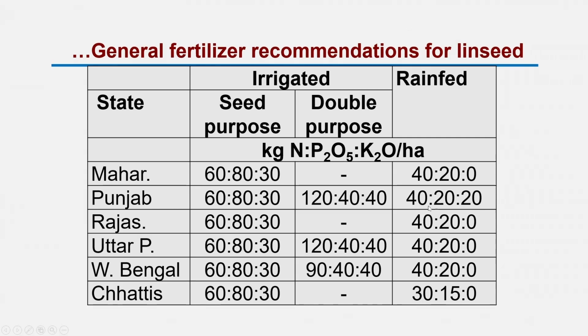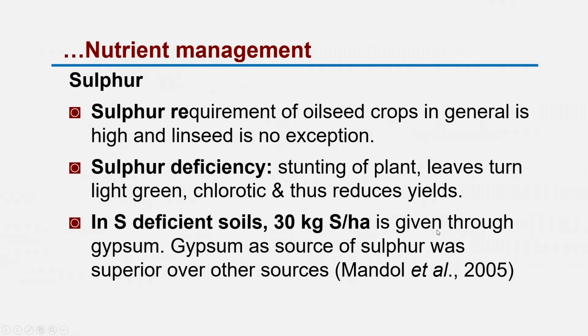But for double purpose you see the doses are high. For Punjab, where it is grown mostly irrigated, 120, 40, 40; for Uttar Pradesh 120, 40, 40; for West Bengal 90, 40, 40. Now, see for rain-fed condition in different states, it is in general 40:20 for Maharashtra, Punjab, Rajasthan, Uttar Pradesh, West Bengal, and for Chhattisgarh it is 30:15:0. So these are the doses of the fertilizer.